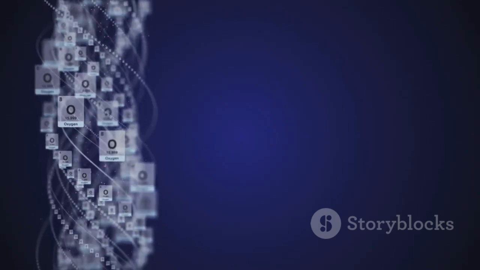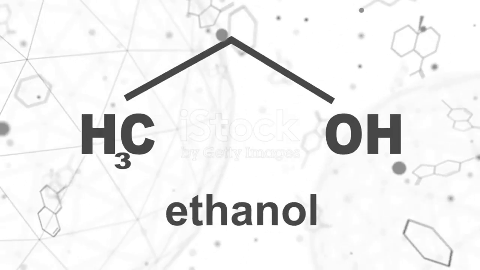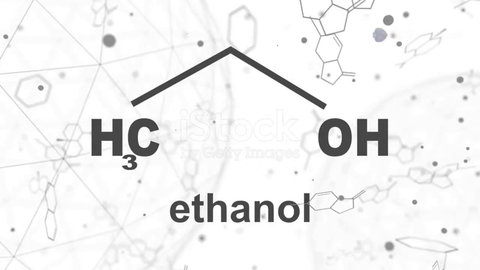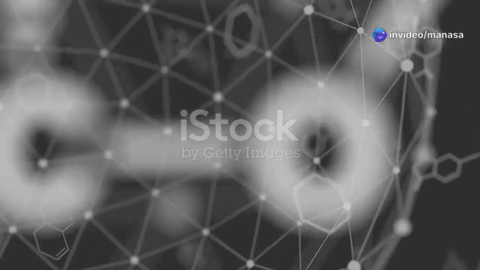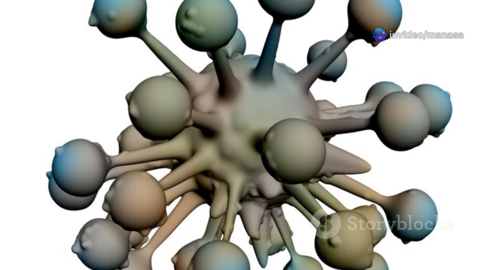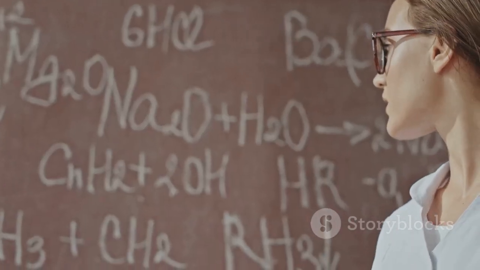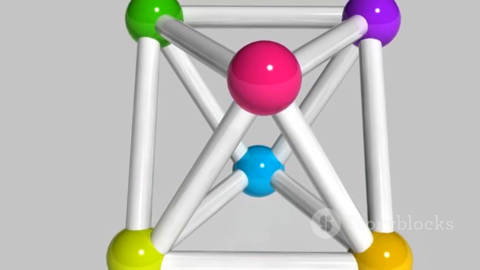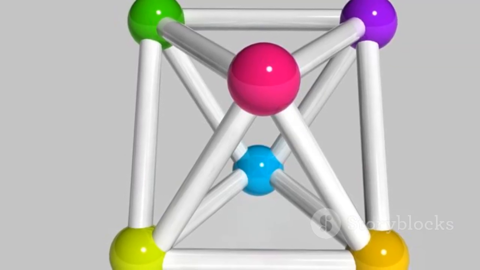Now let's move to oxygen-containing families. Alcohols with the functional group -OH have the general formula CnH2n+1OH. Examples include methanol, CH3OH, and ethanol, C2H5OH. Ethers have the structure ROR', like dimethyl ether, CH3OCH3, and methoxyethane.